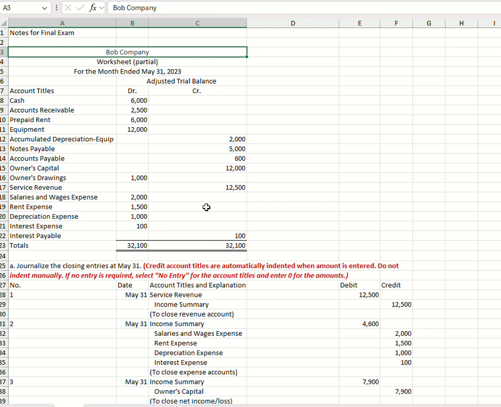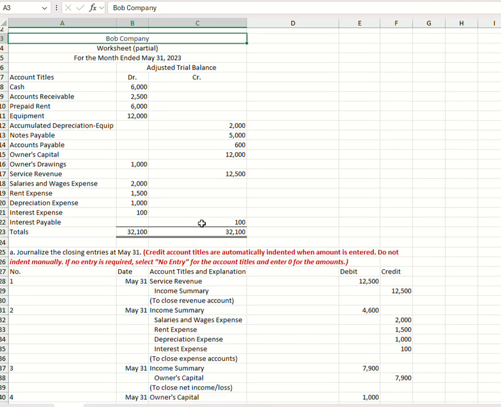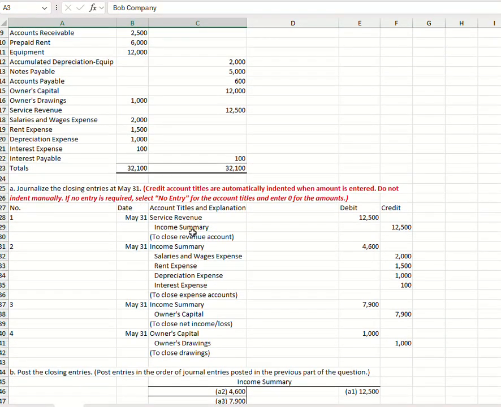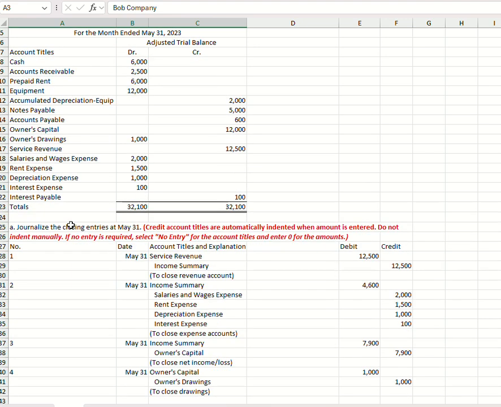for interest payable. So, given this partial worksheet by Bob's company, the question that you need to answer is how do you journalize closing entries for May 31st? All right. So, when you're closing these journal entries for May 31st, you want to get rid of the income and you want to get rid of the expenses.